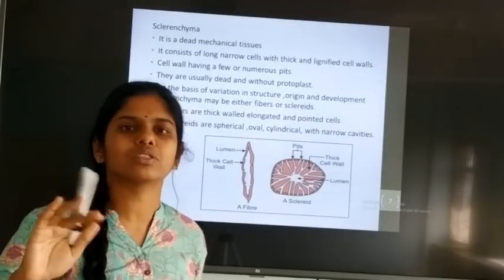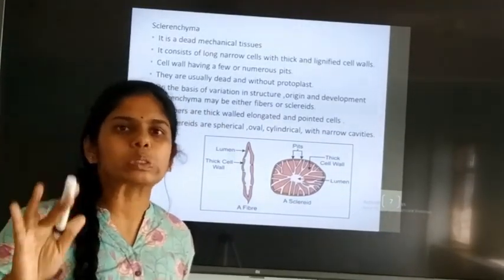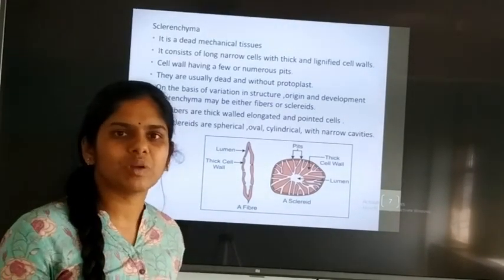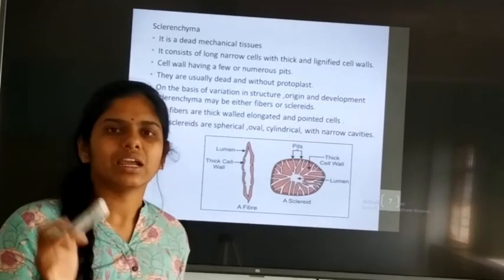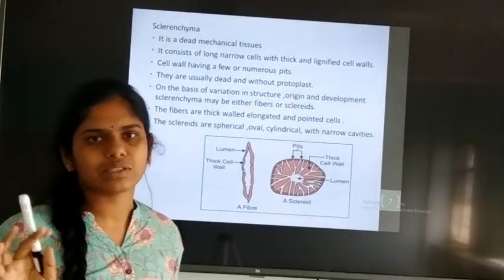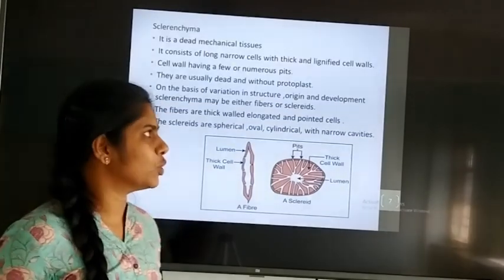We call it dead tissue because of the absence of nucleus and cytoplasm or protoplasm. They will be absent, so that's why it is called a dead tissue, and it gives mechanical support to the plant body.